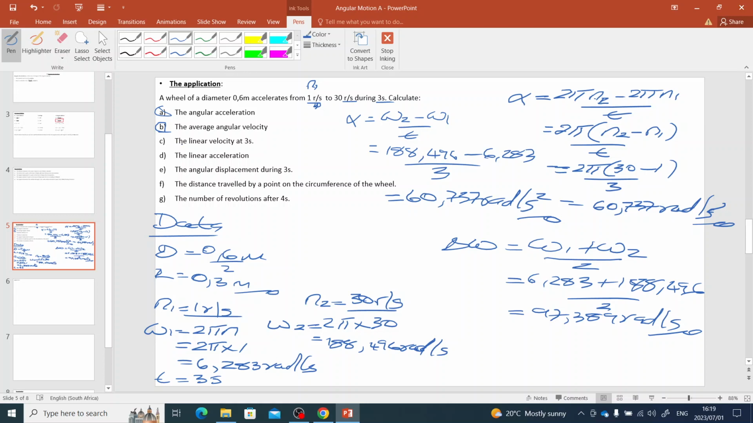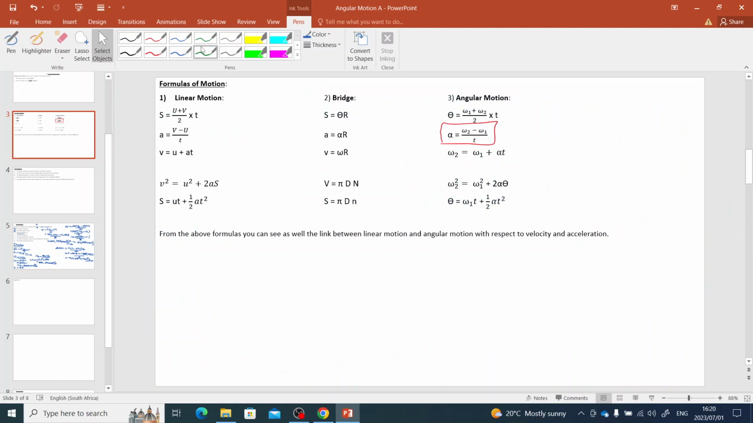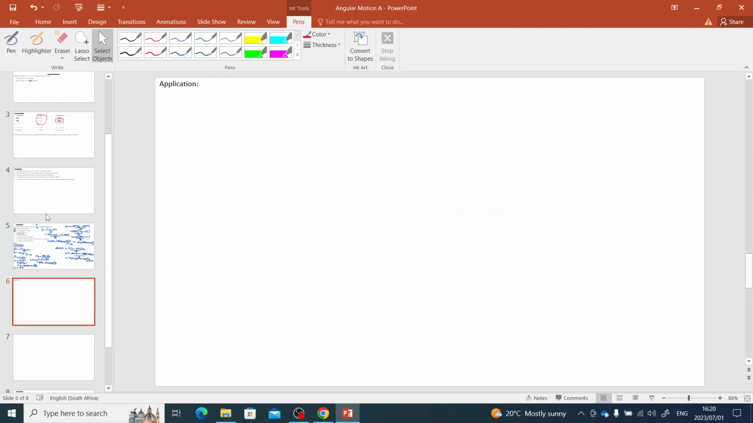Then the third question, they want us to calculate the linear velocity. The fact that they want us to calculate the linear velocity at 3 seconds, that indicates that we are going to use the bridge formulas. These are the formulas that suit the given information. We then have to use these formulas for us to be able to calculate that which they want. The linear. We will then use what? The bridge formulas. But they said in 3 seconds.